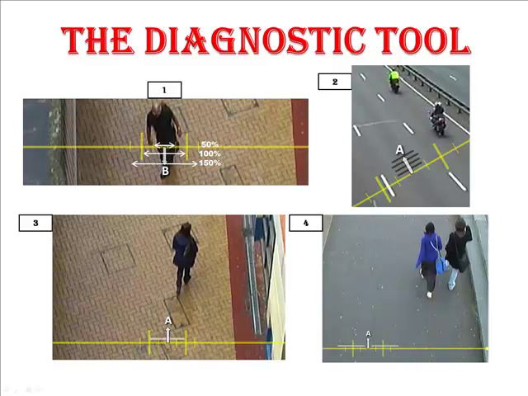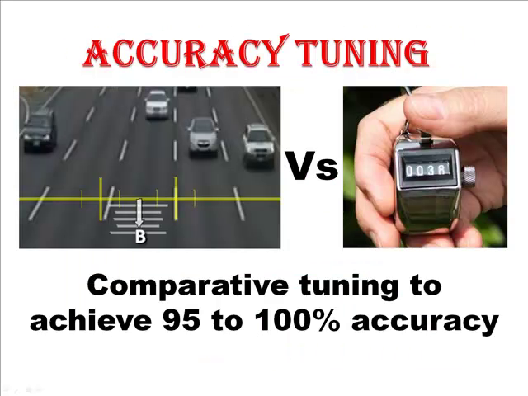You should now know the basics, so let's move on to how to improve the accuracy of the analytic. As you can clearly see on this slide, the most efficient way to eliminate errors and improve accuracy is by counting a sample group of at least 100 people or vehicles with the analytic, then counting the same group manually with a tally counter, as shown on screen, or by simply using old-fashioned pen and paper. By doing this, you can see whether the line is counting high or low, and calibrate the width accordingly.